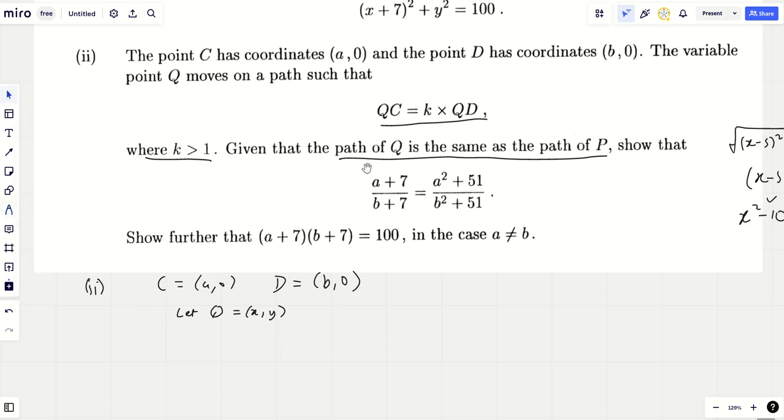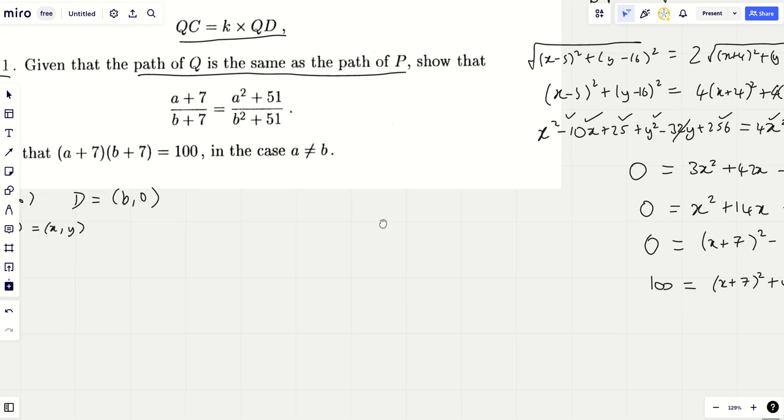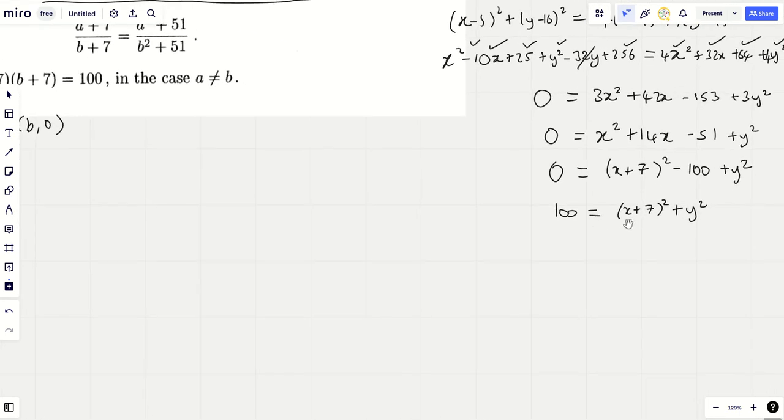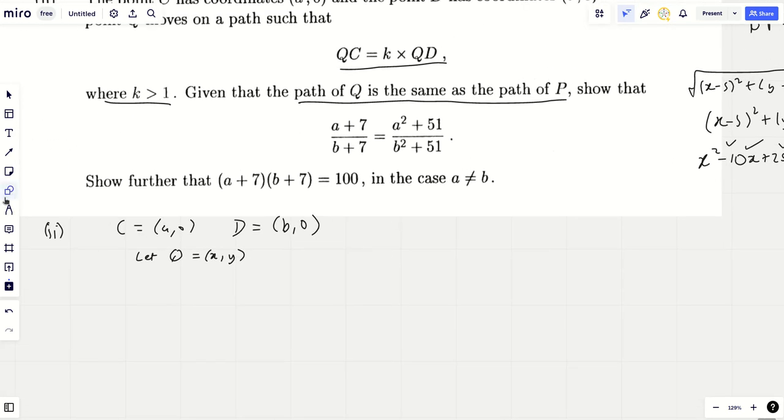Well, if the path of Q is the same as the path of P, that still holds, essentially. It needs to be a circle, centre minus 7, 0, radius 10. So it should be exactly the same as that. So let's give this a go. We're going to try the same way as before, because QC equals k QD.